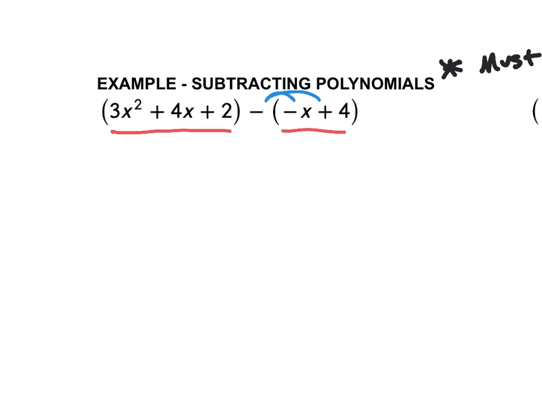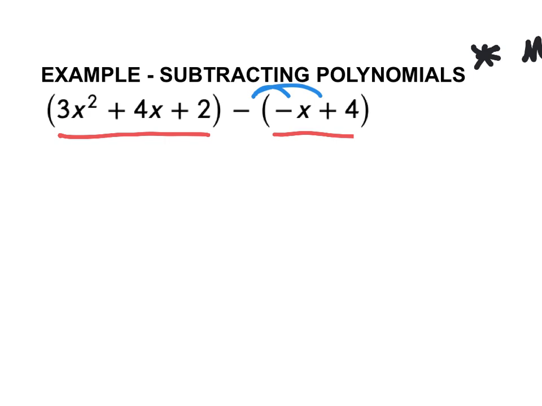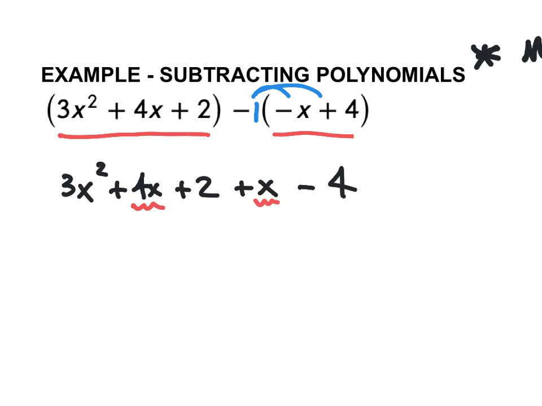Okay, so with that, whenever I distribute my negative, I'm going to just copy down my first polynomial. So 3x squared plus 4x plus 2. And then think of this negative like a -1 that you're multiplying. So -1 times -x is going to change the sign into a positive x. And then -1 times +4 is going to change that into a -4. And then we come through and we just combine our like terms, okay?